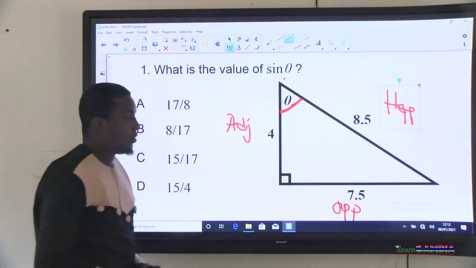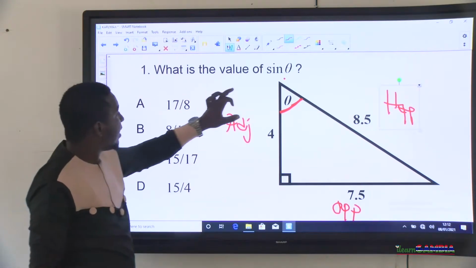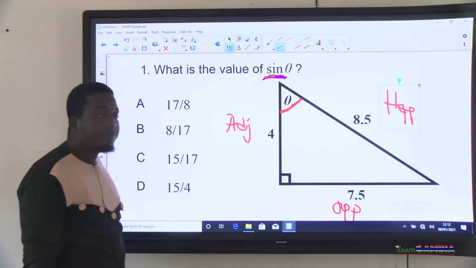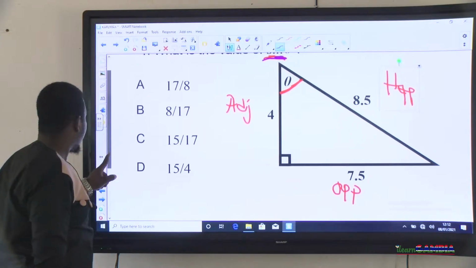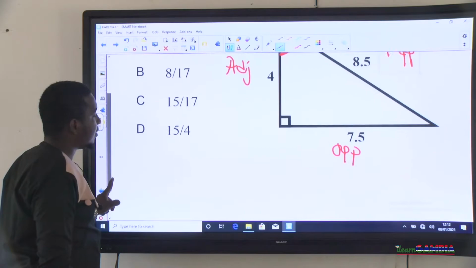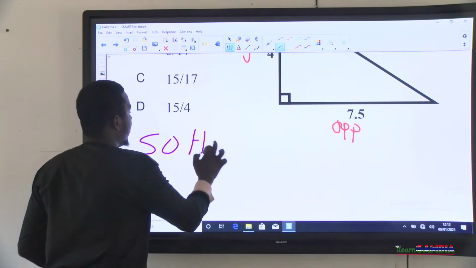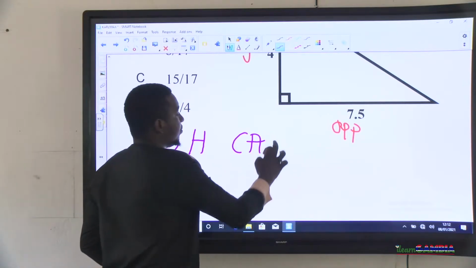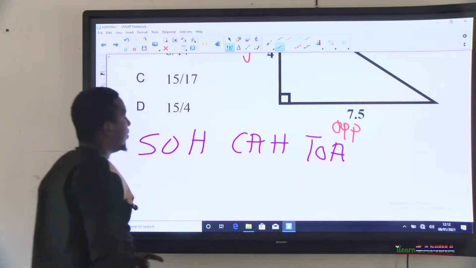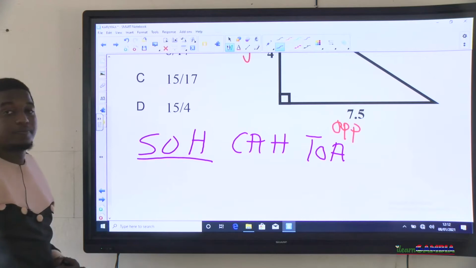There we have the hypotenuse. So now what we are asked to find is the value of sine theta. Now remember, using SOHCAHTOA, we have sine will be SOH.